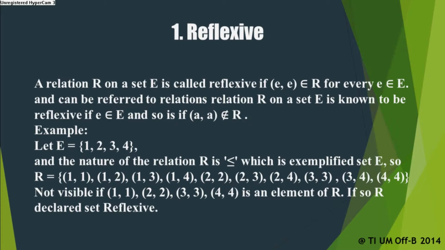For example, let E equal {1, 2, 3, 4}, and the relation R is "less than or equal to" defined on the set E. So R equals (1,1), (1,2), (1,3), (1,4), (2,2), (2,3), (2,4), (3,3), (3,4), (4,4). It is reflexive because (1,1), (2,2), (3,3), (4,4) are elements of R. If so, R is regarded as a reflexive relation.